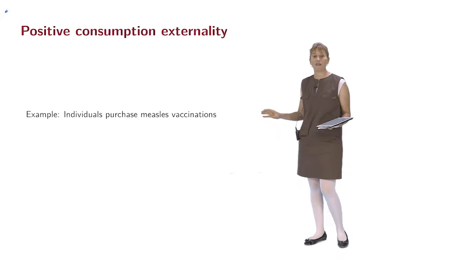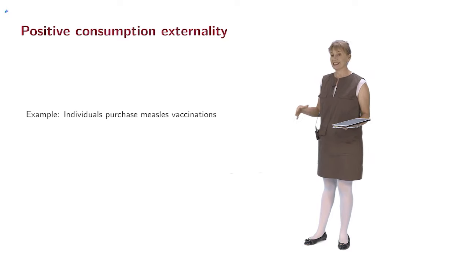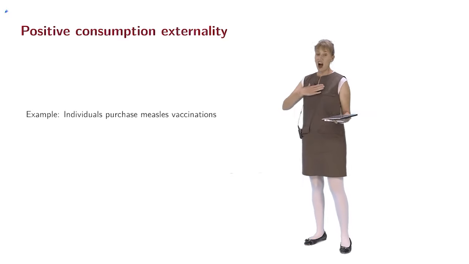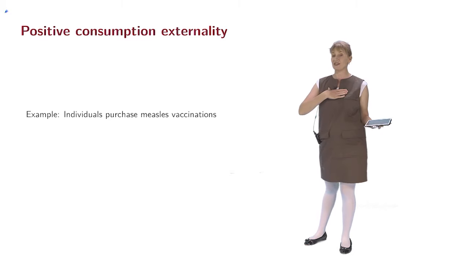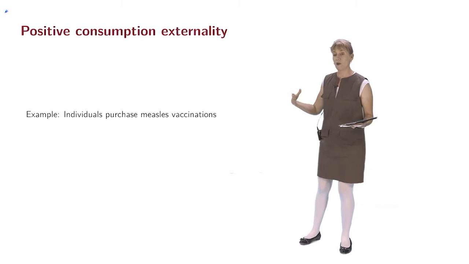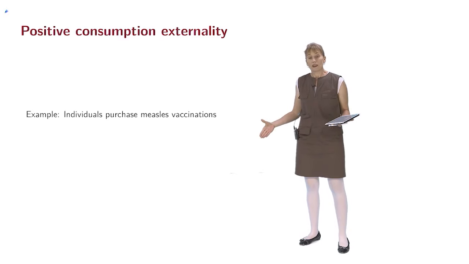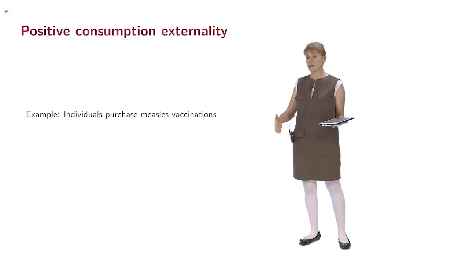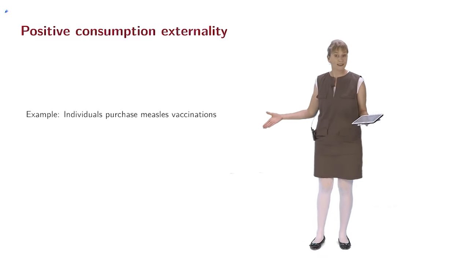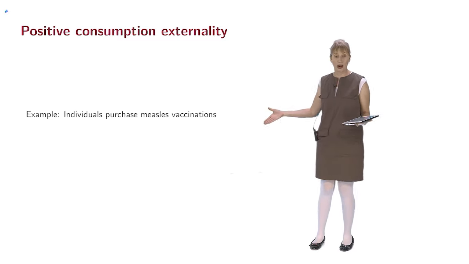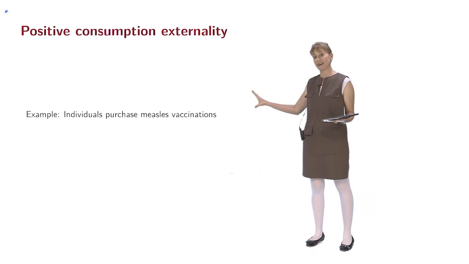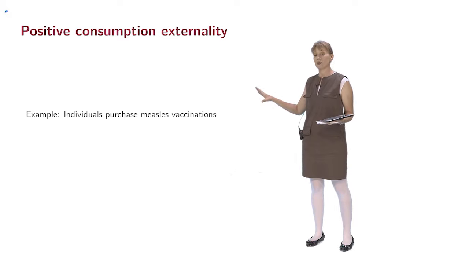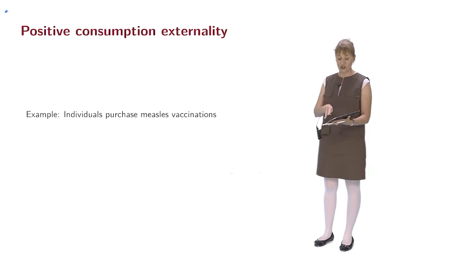Now, an example of a positive consumption externality is a measles vaccination. If I purchase and consume a measles vaccination, I benefit. I don't get the measles. However, other people that I come in contact with also benefit. I am not a carrier of the measles. I can't transmit the measles to friends and family or anyone around me. So people who are not involved in that transaction receive benefits from my consumption, a positive externality.